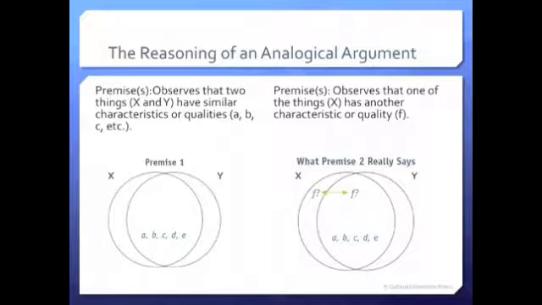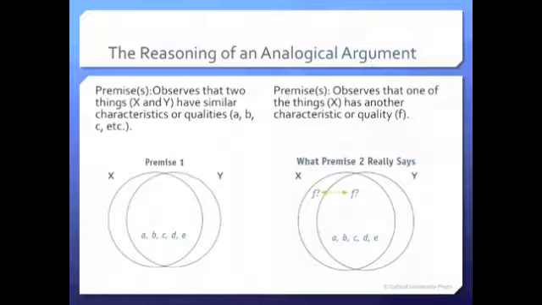So notice how in our diagram here, we have the two categories X and Y. Now what the second premise seeks to do is establish that the quality F, whatever that quality may be, which is observed of one of the things being compared, actually belongs not simply to that one thing alone, but to both of the things being compared, both X and Y, due to the overlap that was established by the similarities in premise one. So the idea is that the things being compared, because of their similarities, will also have the same quality that one of the things has.